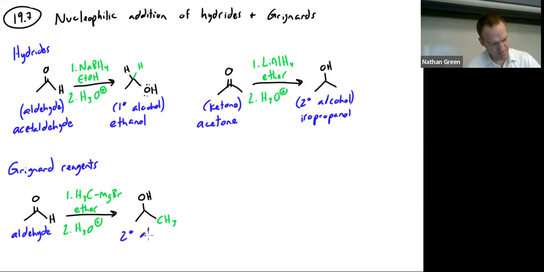This is a secondary alcohol. Grignards react with aldehydes to make secondary alcohols. There was one carbon attached. I added a carbon to it, so now there are 2 carbons attached.